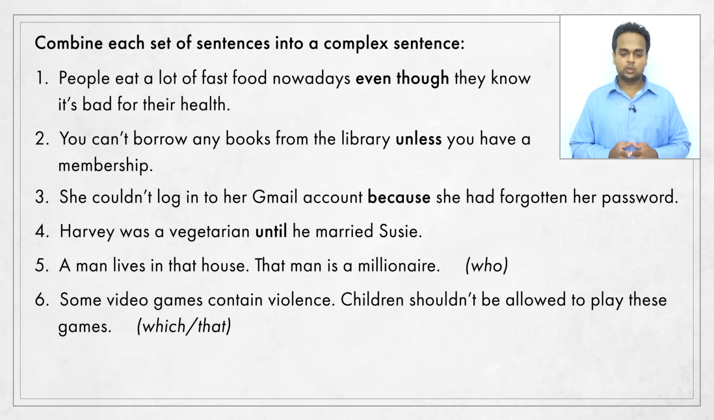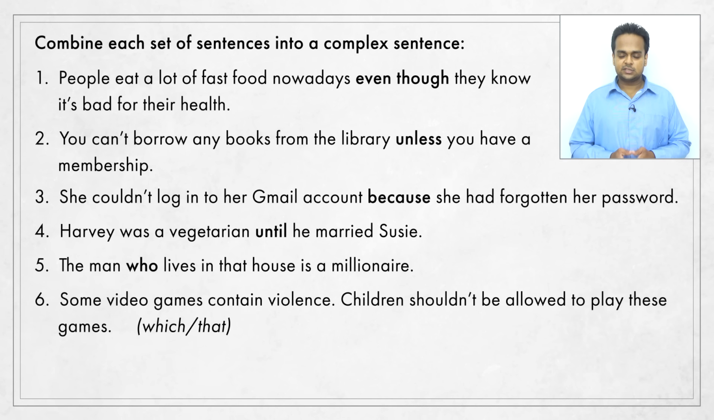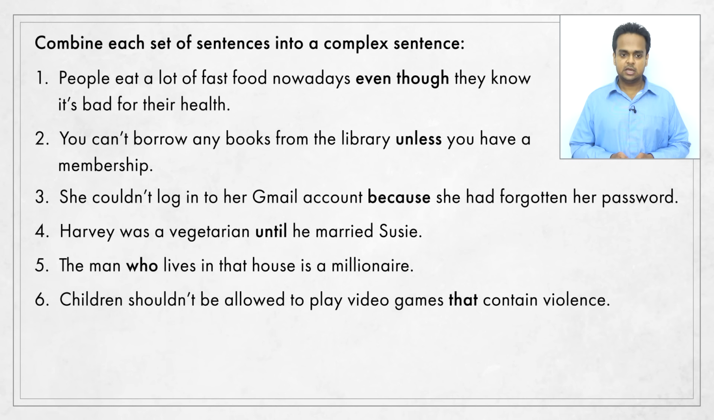4, Harvey was a vegetarian until he married Susie. Now, this sentence is much shorter than the original 2 sentences, but it has the same meaning. Number 5, the man who lives in that house is a millionaire. And finally, number 6, children shouldn't be allowed to play video games that contain violence.